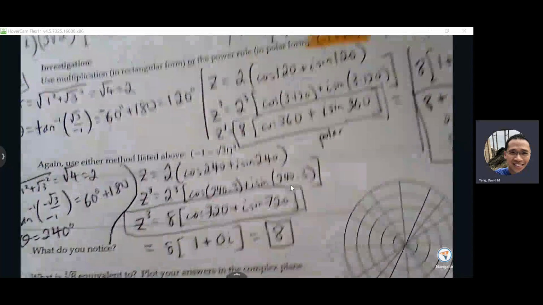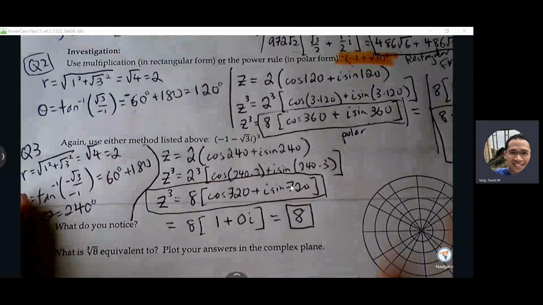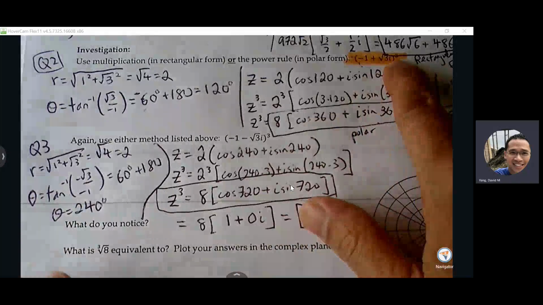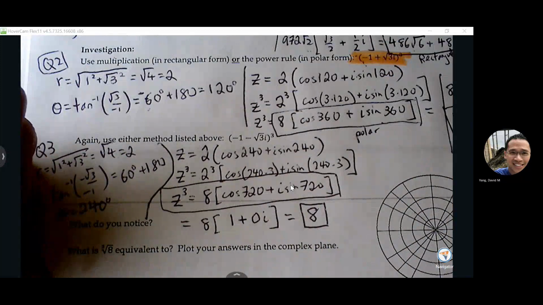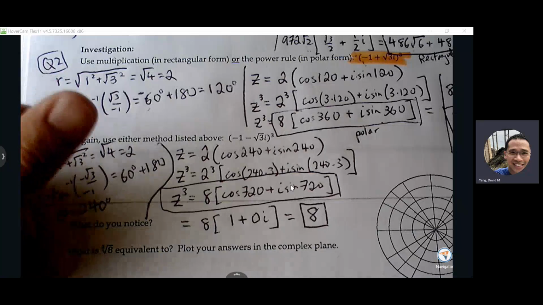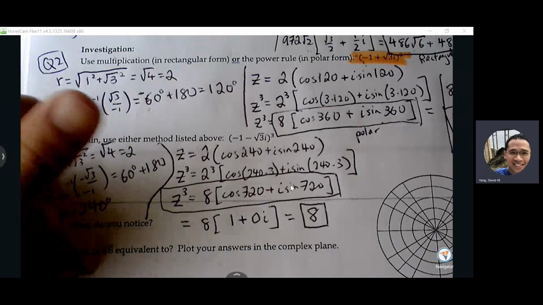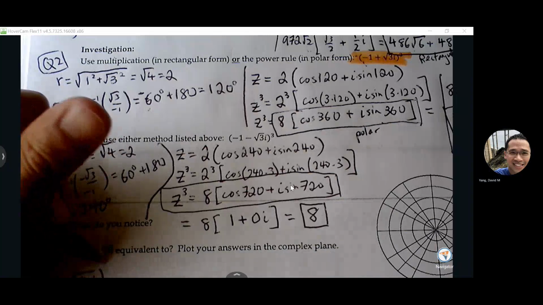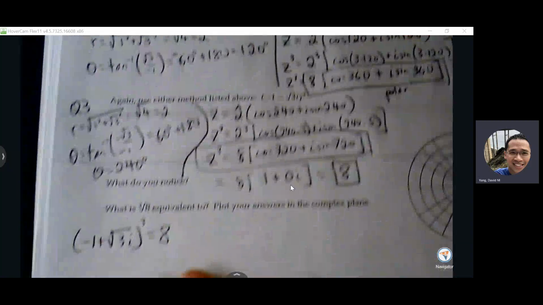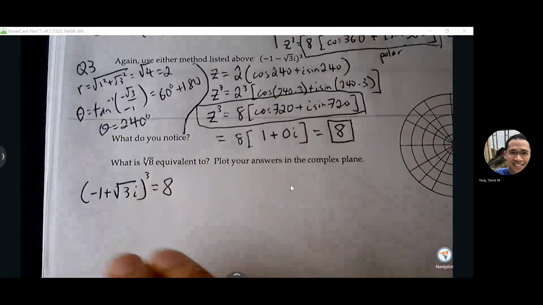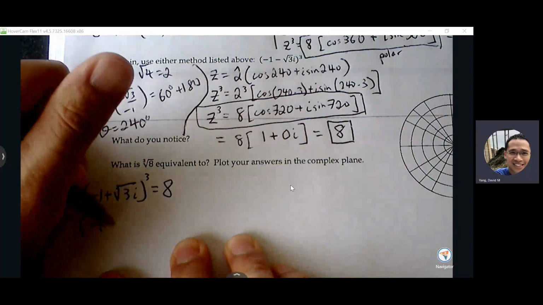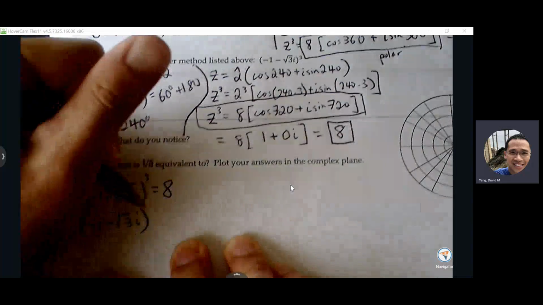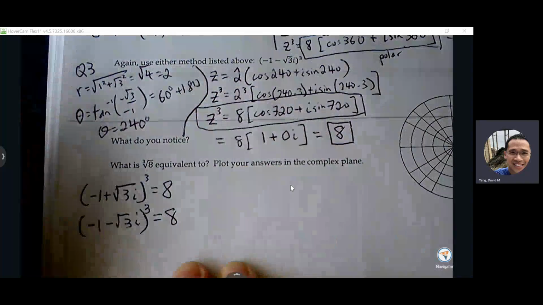So I want to make a couple of statements that we already know to be true, because we know that these are both equal to 8. So I want you to write it in this form here. Okay, so I know this is true: negative 1 plus square root of 3i from the very beginning, cubed, is equal to 8. We know that's a true statement, because that's what we gathered from. Also, negative 1 minus root 3i cubed is also equal to 8.